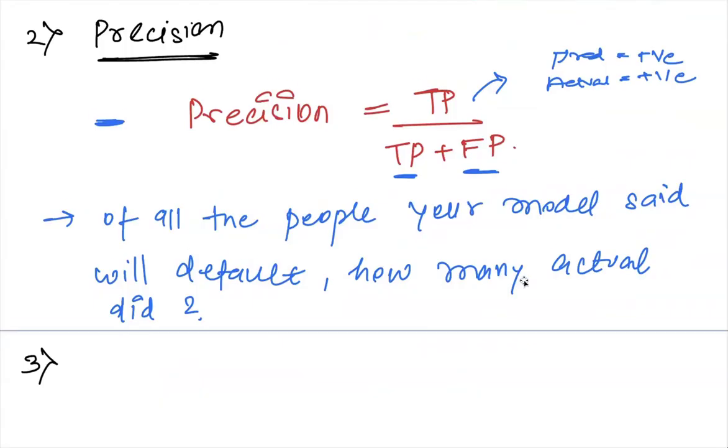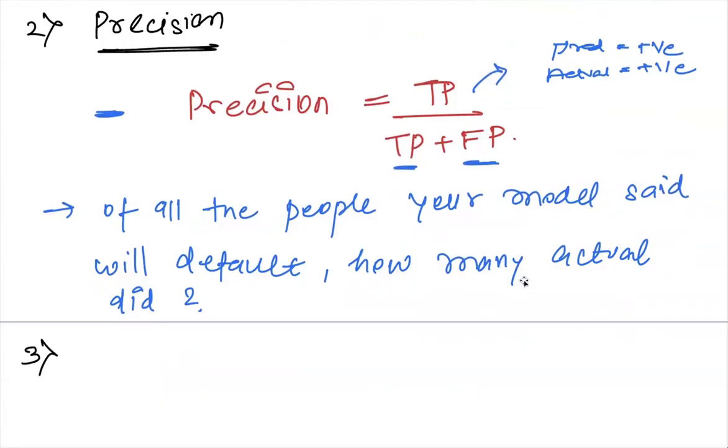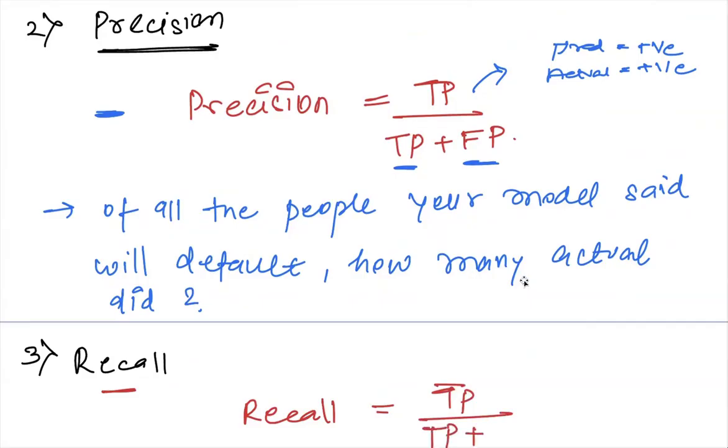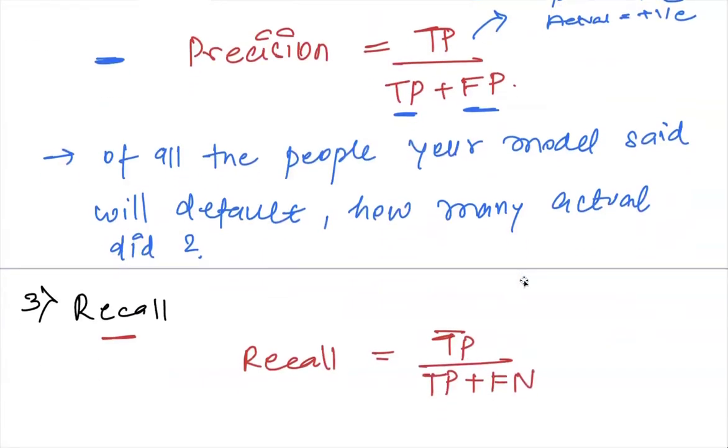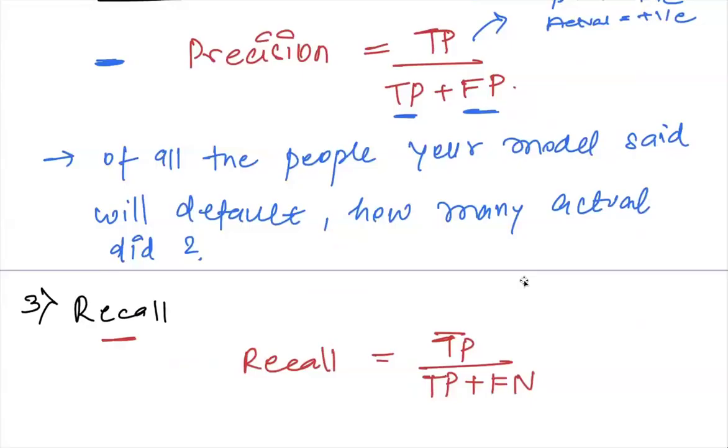Then we have something called recall. If you look at the formula, recall is true positive by true positive plus false negative. If you see these two formulas, what is actually changing is this part in the denominator.